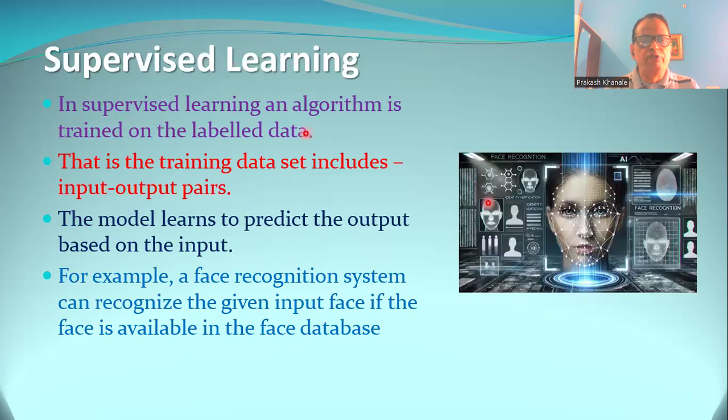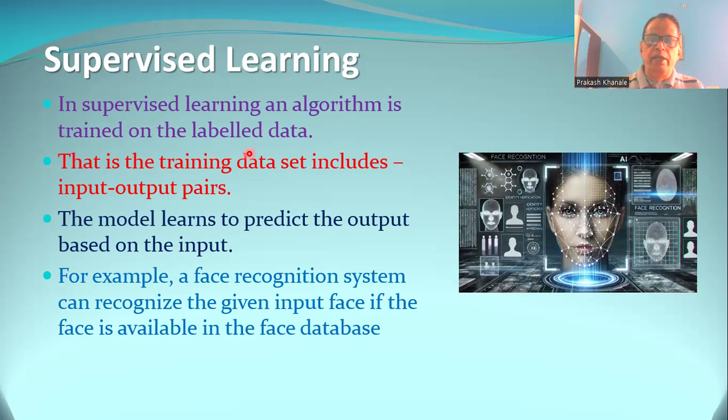So in supervised machine learning, we need to select an algorithm, and that algorithm is trained on data, and this data is called labeled data. So labeled data means what?